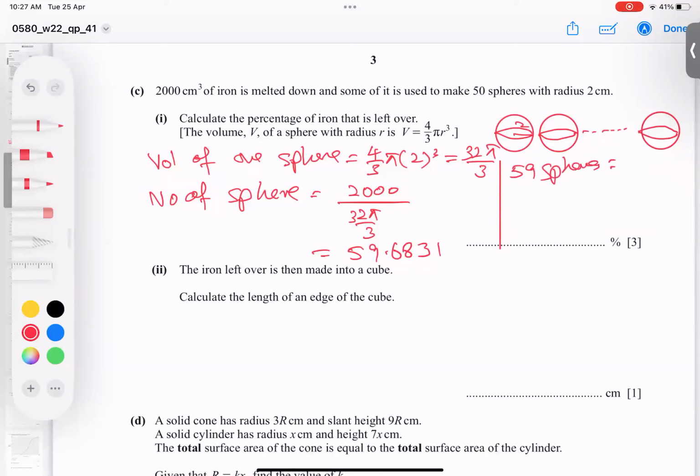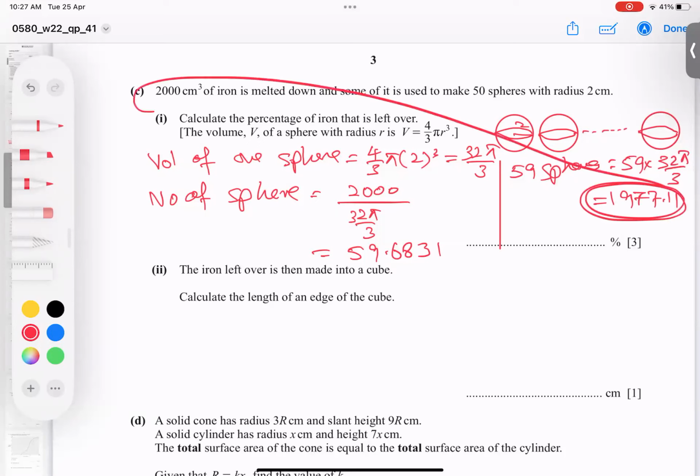If I multiply 59 by the volume of one sphere, 32 pi by 3, let's see what answer turns out. So 32 times 2 pi divided by 3 into 59. I am getting, students, 1991977.11 centimeter cube, subtract from 2000.